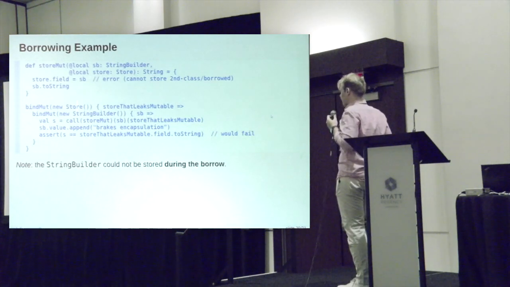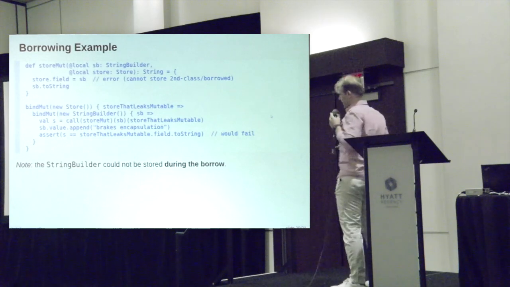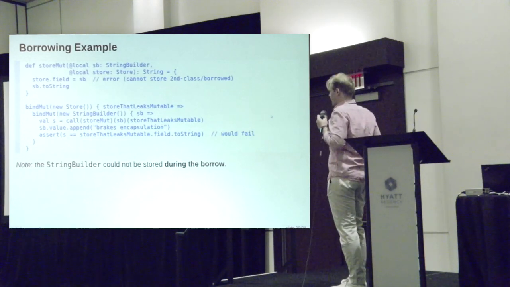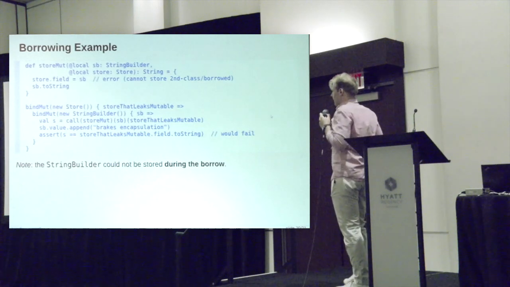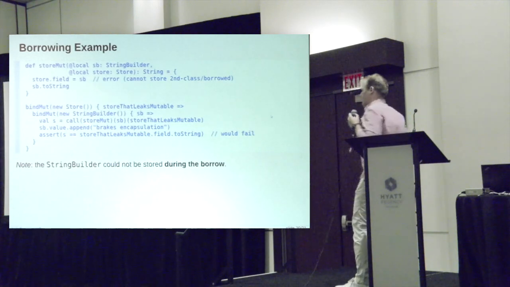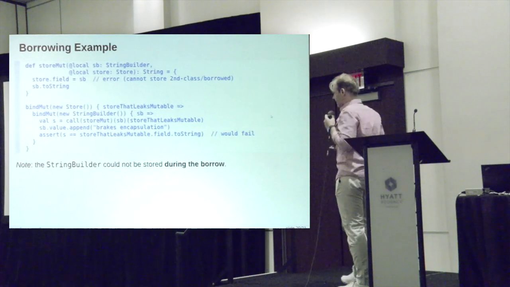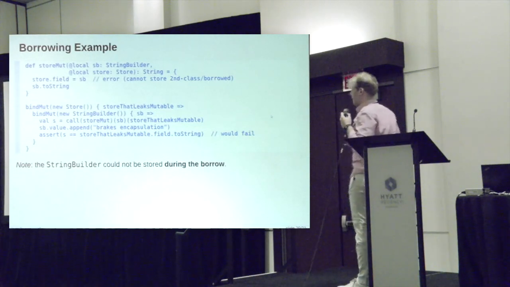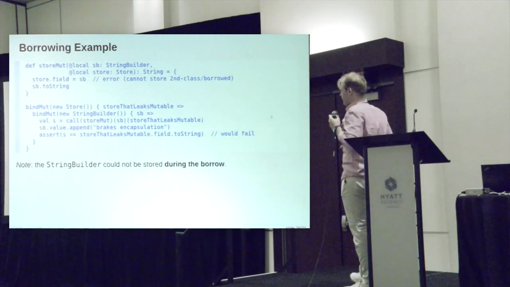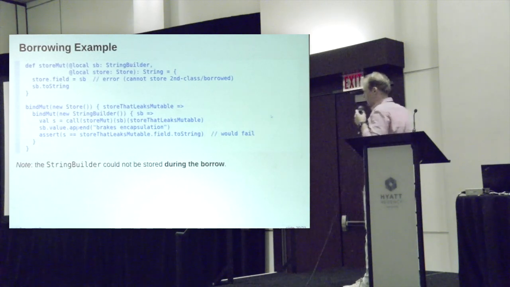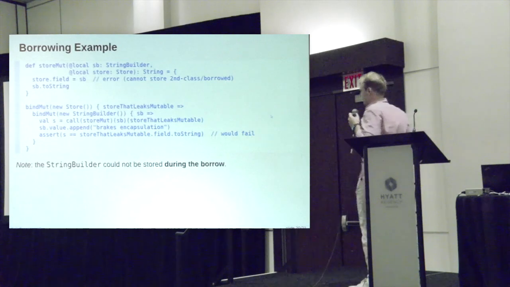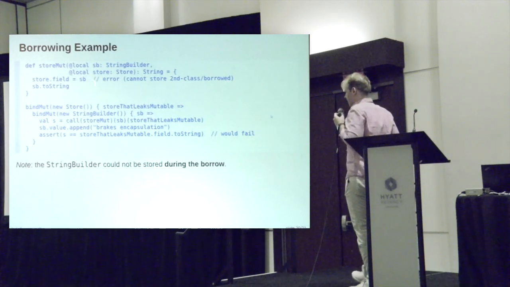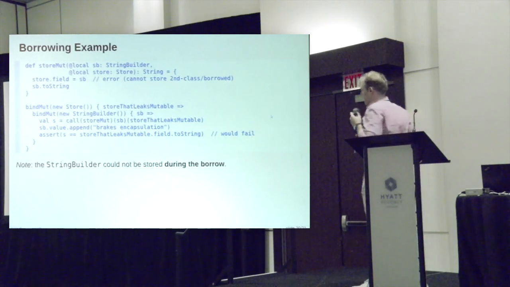Then here is a silly case where we introduce some store that has a field, and we create a string builder. Then we store that string builder into that field, but we leak the alias to that string builder by storing it to a field. And now in this scope we would have two mutable references. One is the store that has a field, and the second one would be the string builder itself.